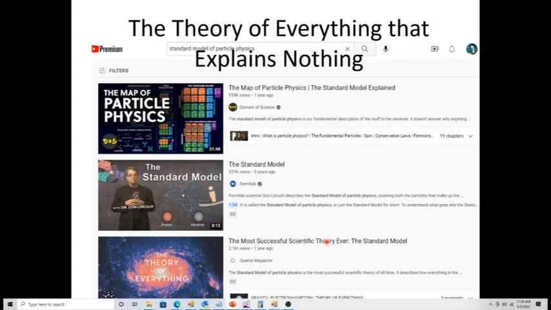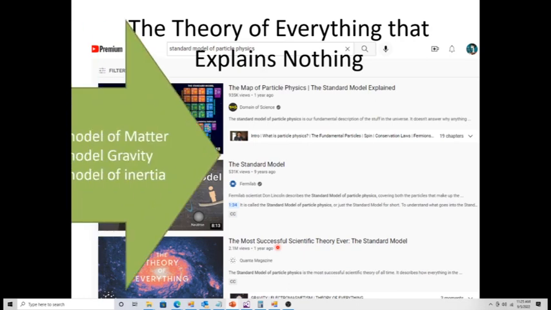So again, for all the bluster of this theory of everything, which actually explains nothing like this. This is from Quanta Magazine. The most successful scientific theory ever, the standard model, the theory of everything. The theory of everything that explains nothing. This is the most ridiculous nonsense. The bluster around this physics model is totally ridiculous, and you're just going to see more ridiculosity as we go forward.